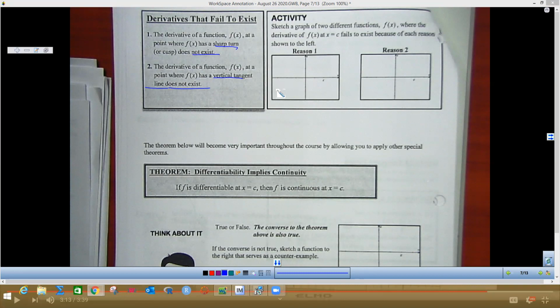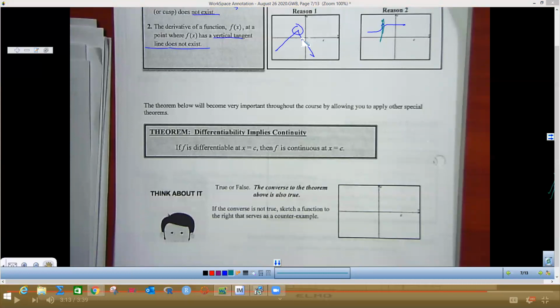So all you've got to do is make a graph over here with a sharp turn, and there would be no derivative here. And over here, you want to make it where the tangent line, right in here somewhere, has a vertical slope. So that would work for either one of those. By the way, there's an infinite amount of drawings you can draw over there that would work.